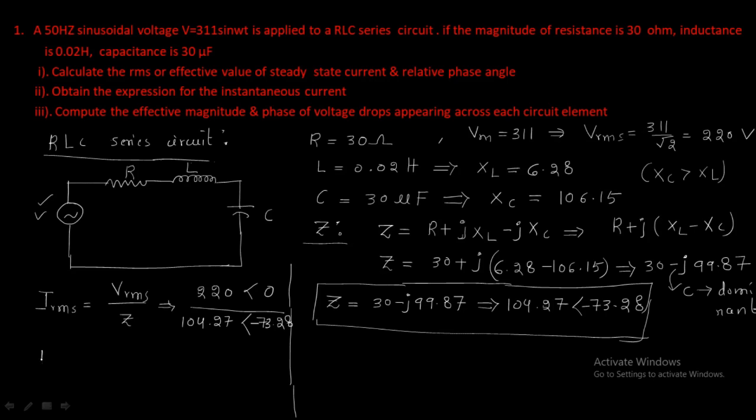By simplifying this, we will get the RMS value of the current as 2.10 at an angle of 73.28. By division, we subtract the angles, that's why we will get 0 minus 78.25. And this is the RMS value.